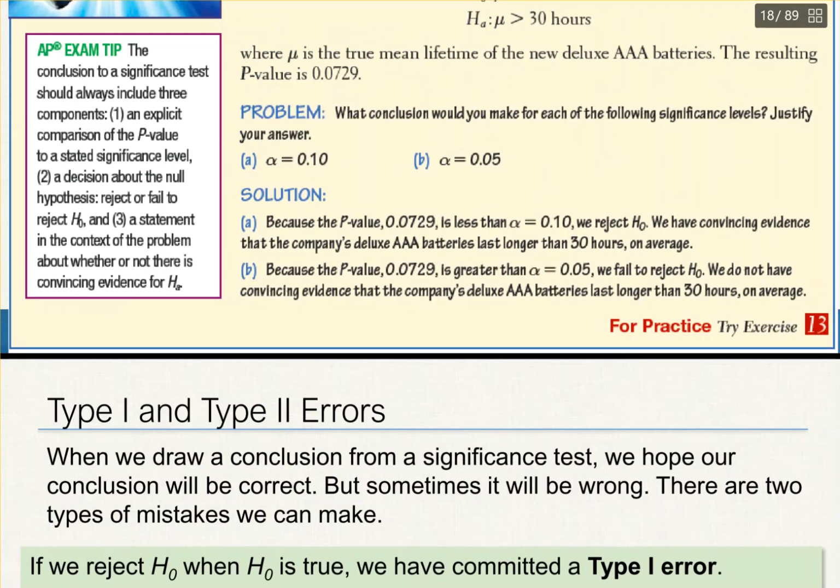All right, and then finally, the exam tip: the conclusion to a significance test should always include three components: an explicit comparison of the p-value to the stated significance level.